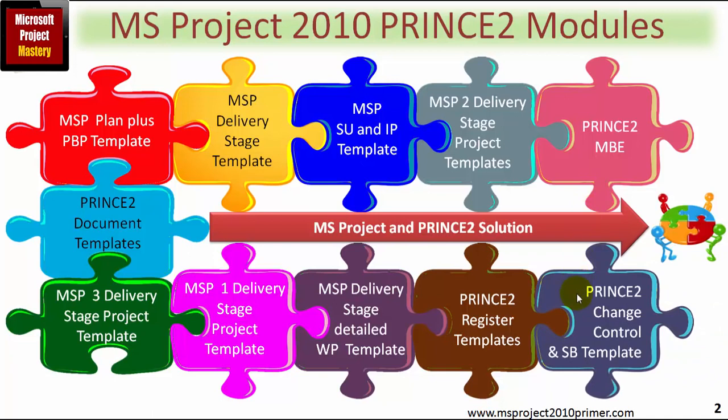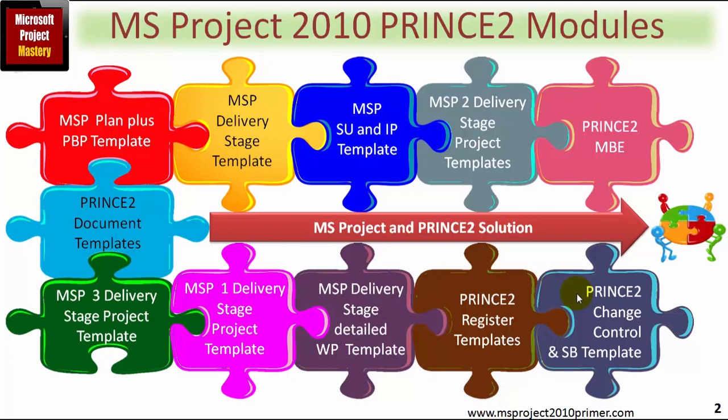And of course, one of the main aspects of Prince2 is its ability to manage change and issues. So I've included a change control module as well as, of course, managing a stage boundary which you would need to use in the event of tolerance being forecast to be exceeded. So that's what you're going to find in this particular toolkit.